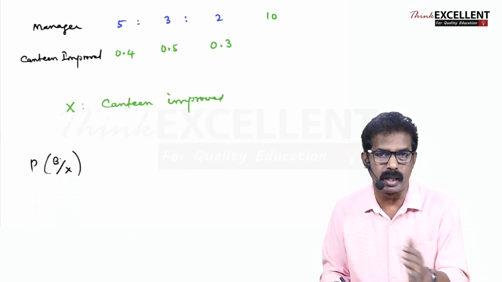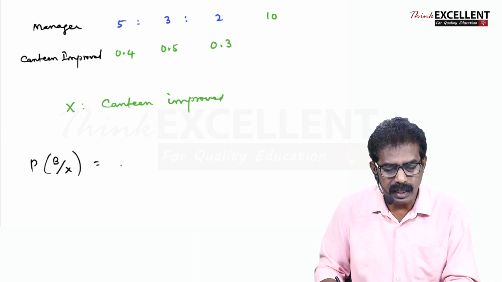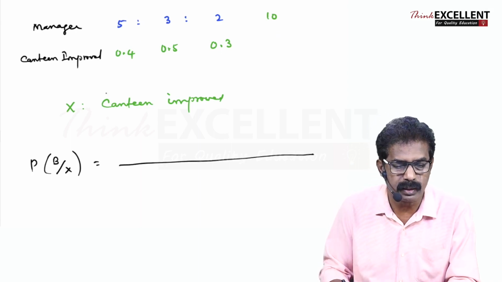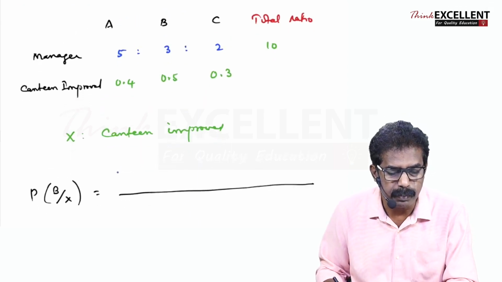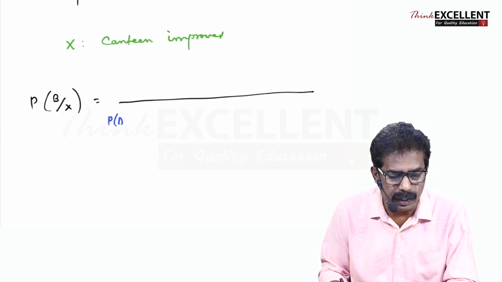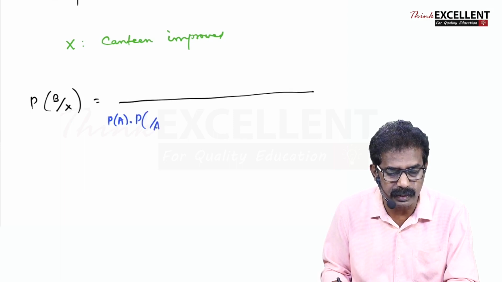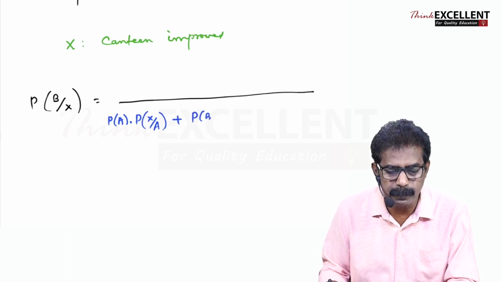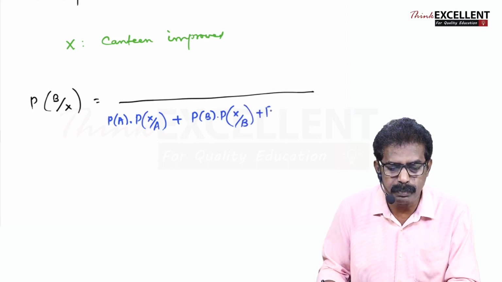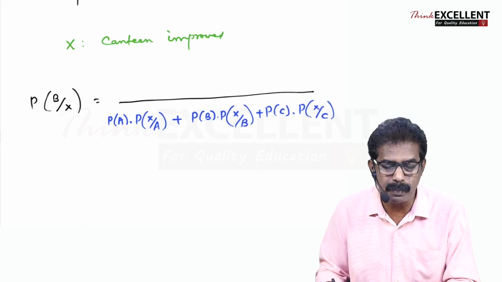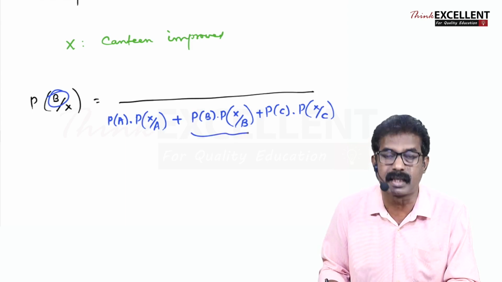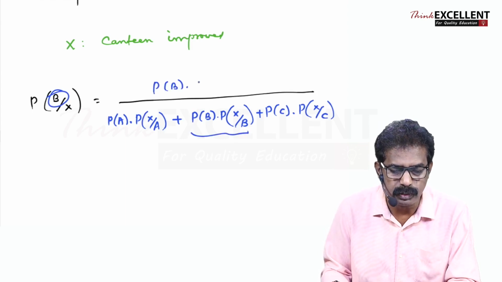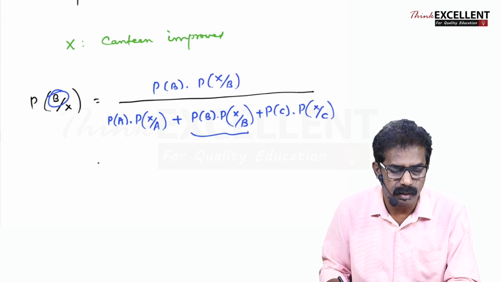Like previous question only. Y, second one, right? But here B, yes. Denominator, you write total probability. What are the 3 cases? A becoming manager, and now A is a manager, improves the canteen. P of X given A. Or B become manager, and that person improves the canteen. Or C become the manager and that C improves the canteen. Numerator among these 3, 1. Which one? Here B. So write the second term. So P of B into P of X given B. Okay, that's all.